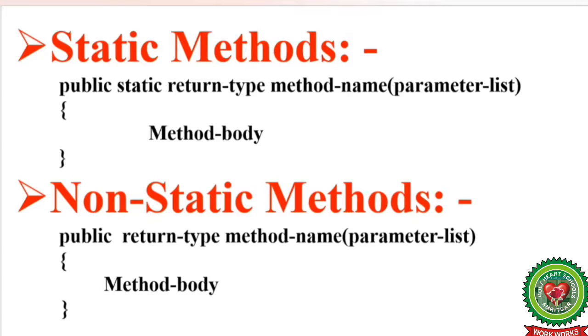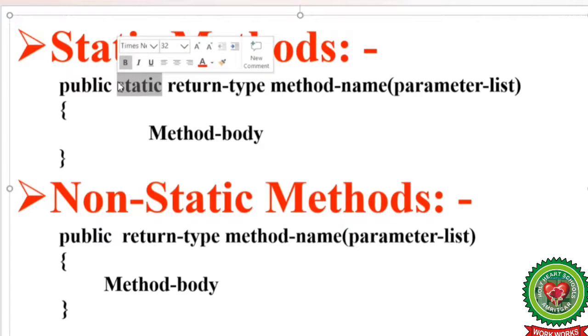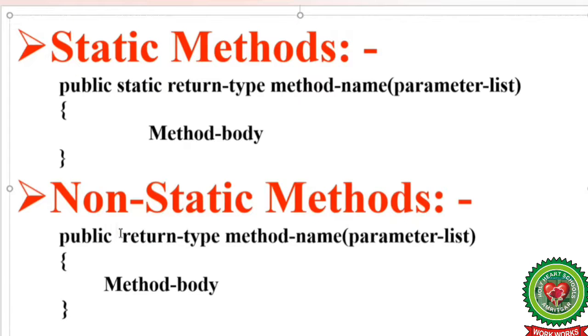Now, our next topic is static and non-static methods at page number 98. Static methods. Its syntax is public static return type, method name, parameter list, and method body. Non-static methods. Public return type, method name, parameter list, method body. Means in static methods we will make use of the static keyword, and in non-static methods we will not use the static keyword.